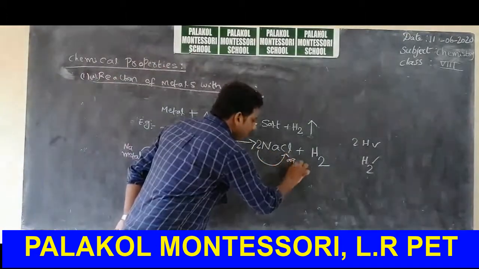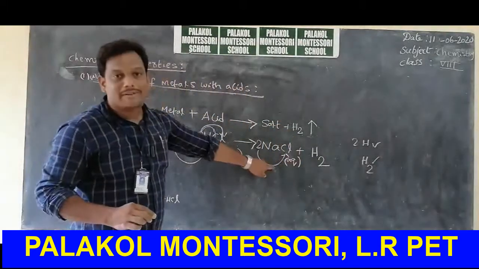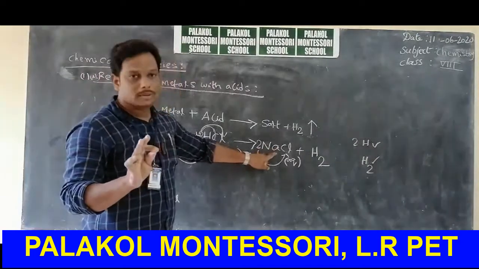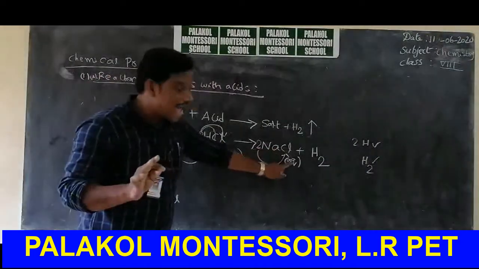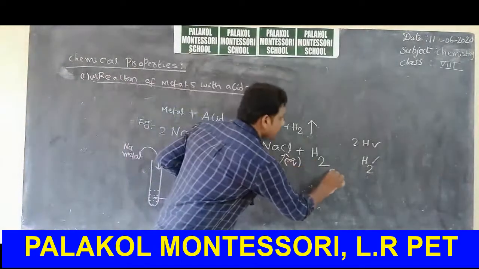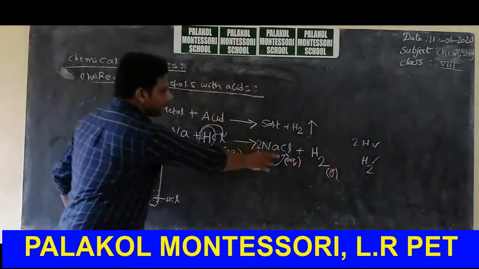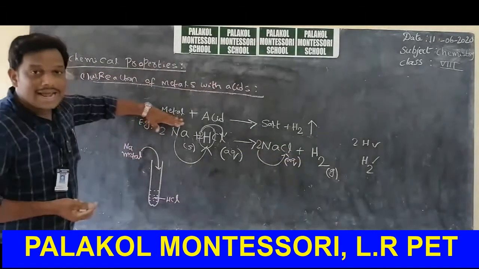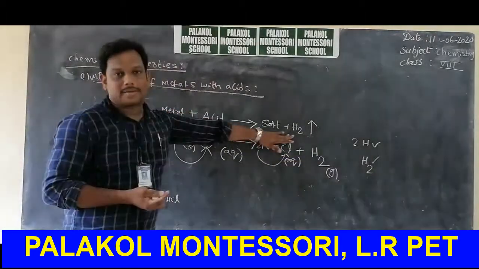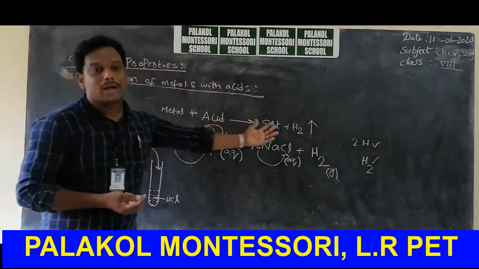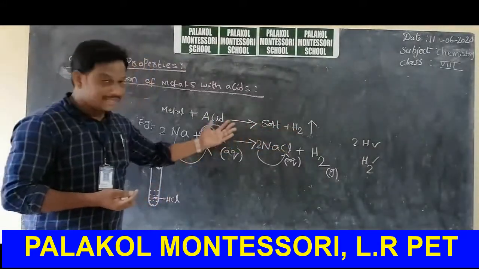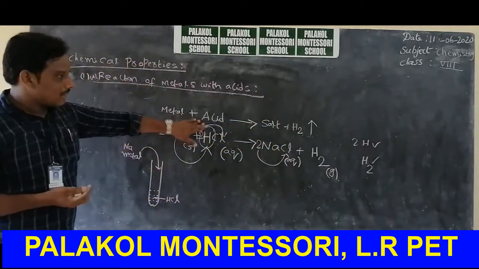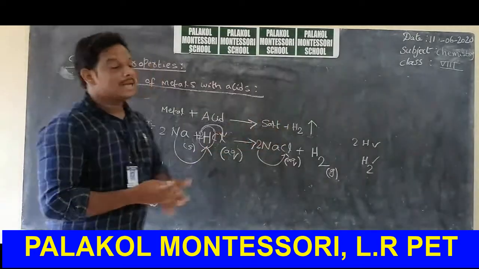What we call aqueous. That means it is present in the liquid form. We already know table salt, but here it does not look like a solid. It is present in the aqueous form in this particular situation. Hydrogen exists as a gas. So NaCl is a salt, and hydrogen gas is released. From the examination point of view, when a metal reacts with acid, which gas is liberated? Hydrogen gas is liberated.